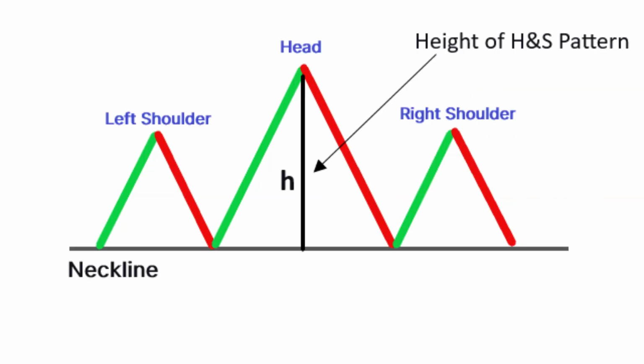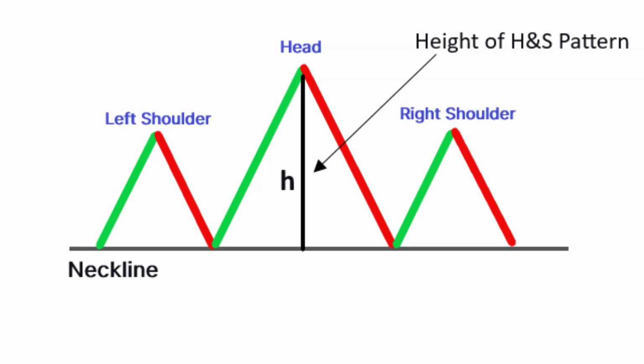Now let's explain one of the key measurements of the head and shoulders pattern, the height, also known as the H value. The height of the pattern is the vertical distance between the highest point of the head and the neckline. This distance is used directly when we calculate the target. Here is how we measure it.